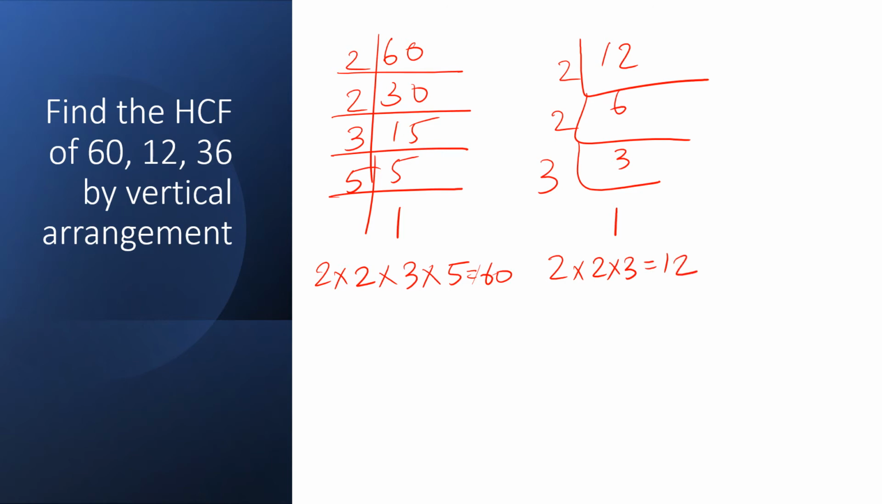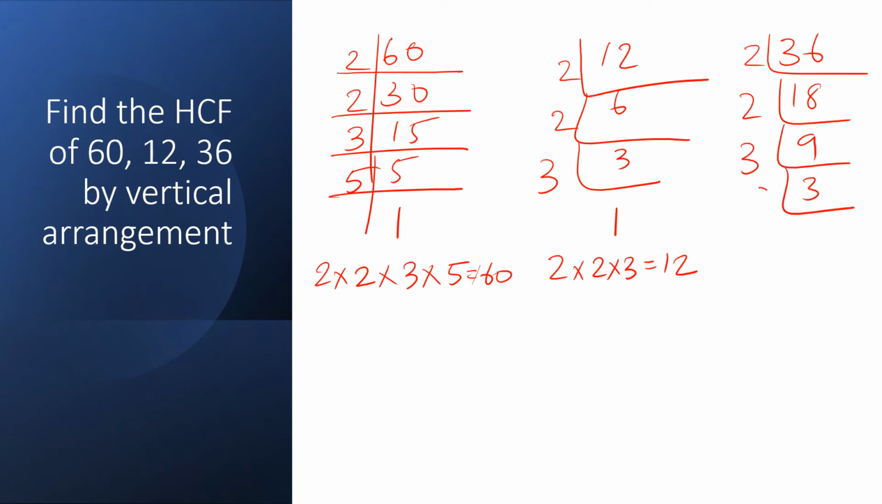The next number is 36. You will write 36 here and you will write 2, 18 2s are 36, 2, 9 2s are 18, 3, 3 3s are 9, 3, 1. And you will write 2 into 2 into 3 into 3 is equal to 36.